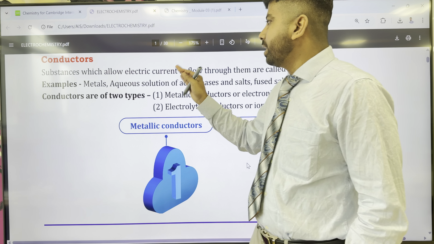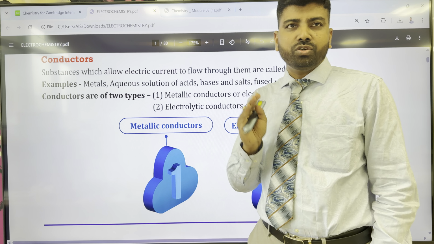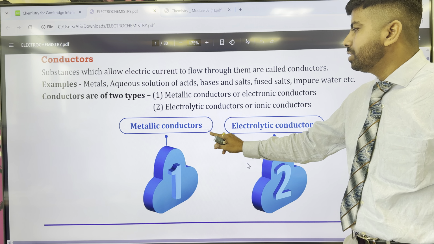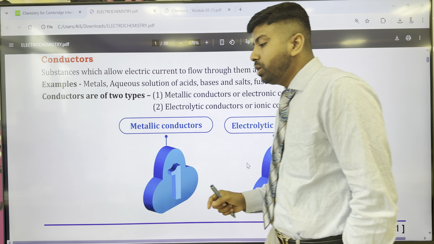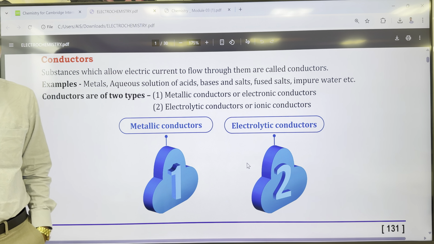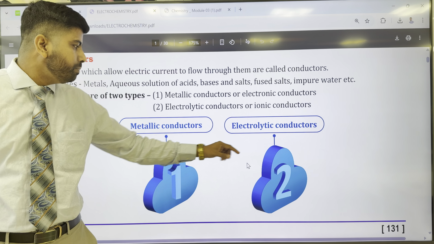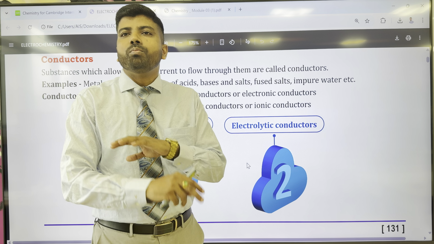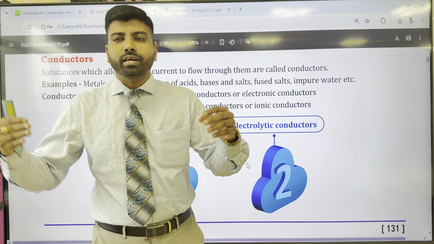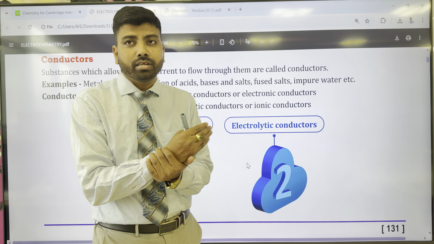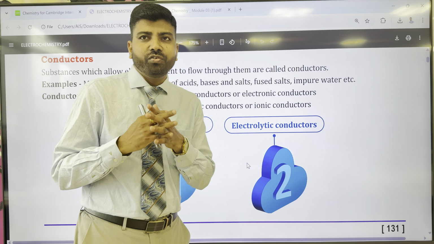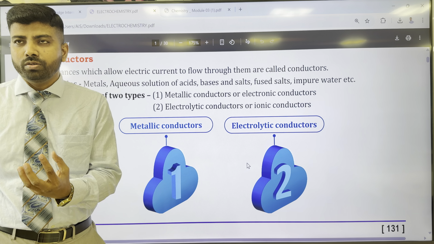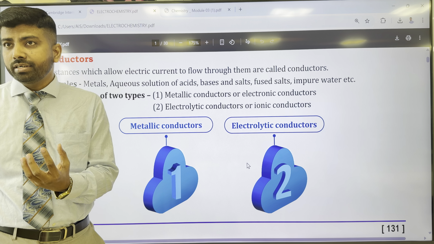Right. So all the conductors, specifically in electrochemistry, can be classified into two categories. One is metallic conductor, another one is electrolytic conductors, right? And the difference is, both, whether metallic conductor or electrolytic conductor, will conduct electricity, means electric current can pass through it. But the difference is that metallic conductor has free electrons, which work as a conductor, right?